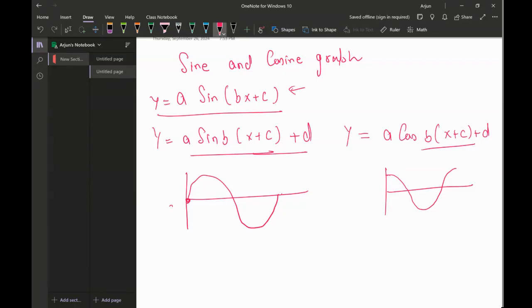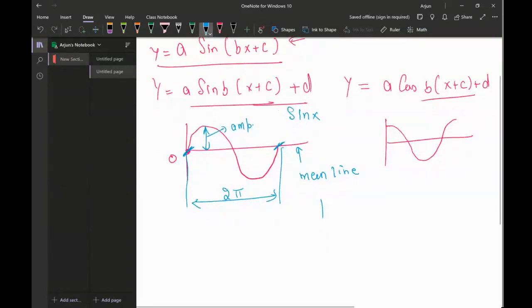The sine graph starts from zero, and this red line is the mean line. This is just a standard graph I'm drawing for sine x. This distance is called the amplitude. And this distance, where it completes one cycle, is called the interval, 2 pi, or time period.